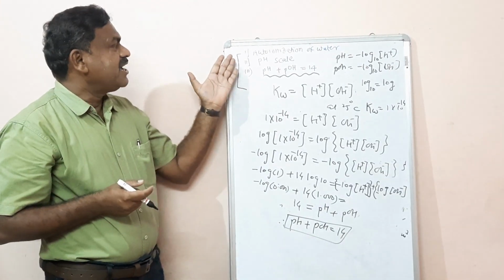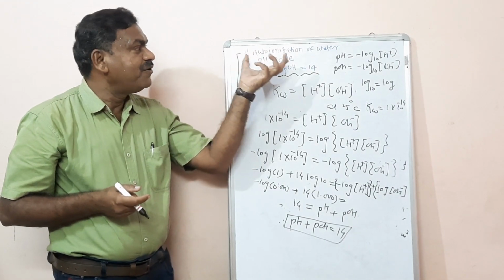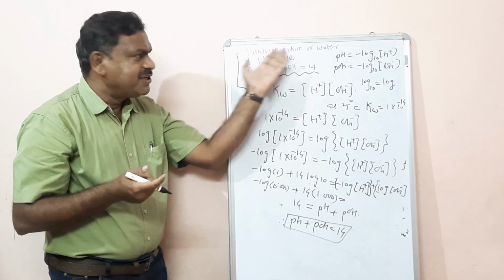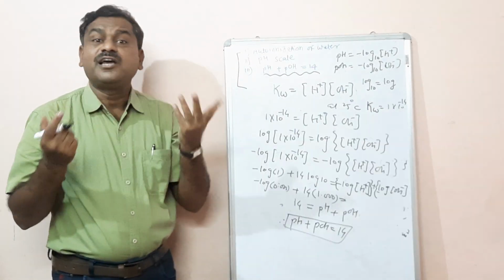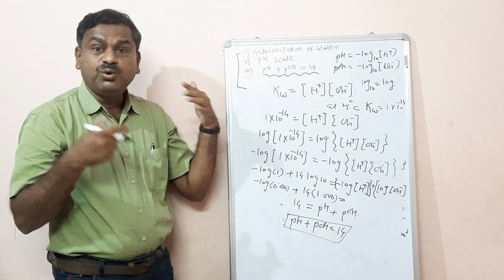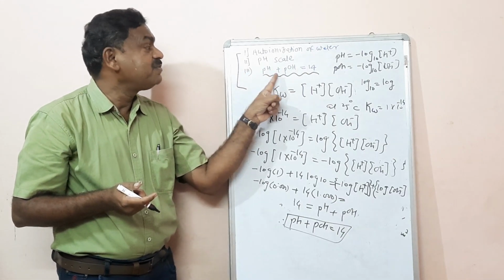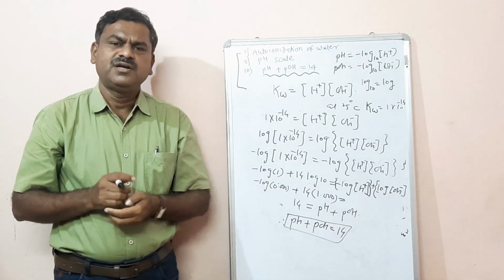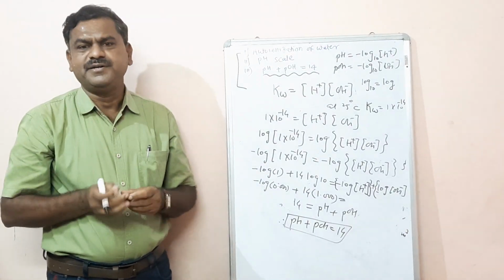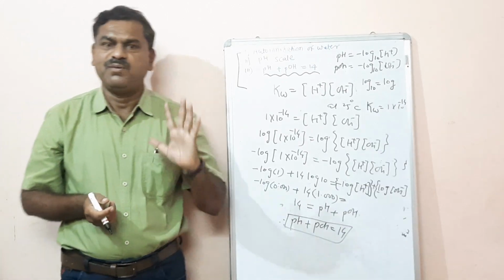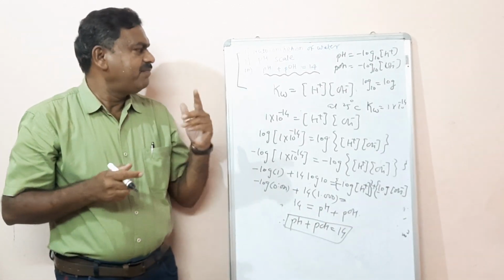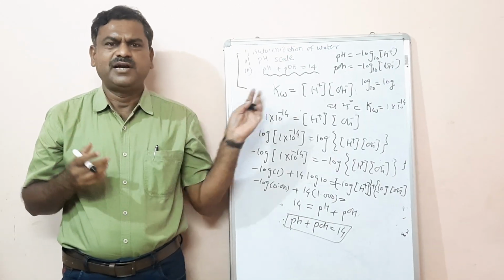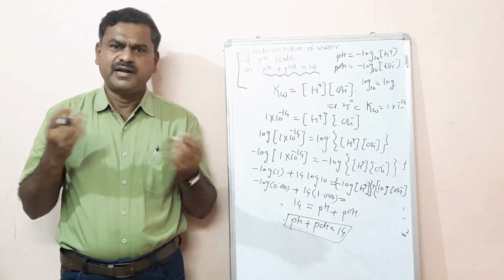Okay, now these are the 3 points: ionization of water, ionic product of water, then what the pH scale means, and we have to prove pH plus pOH equal to 14. Out of these, these are very important points in your annual exam. These are the 3 points already seen. If any doubt about any of these 3 points, then ask me.